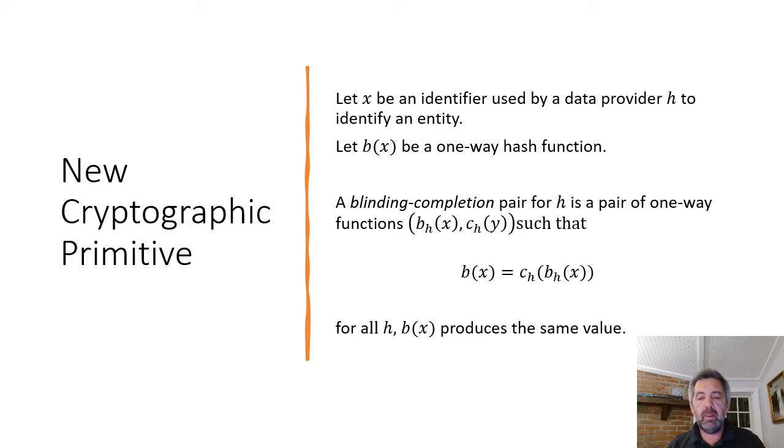A blinding completion pair for provider H is a pair of one-way functions B sub H of X and C sub H of Y, such that when these functions are composed, when the completion function is applied to the result of the blinding function, the result is B of X. For all H, B of X will produce the same value.